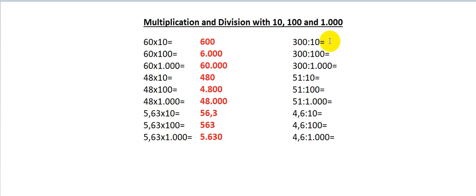Lastly, we're moving on to the division.